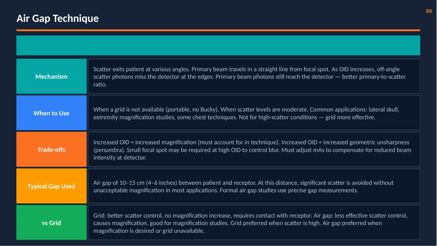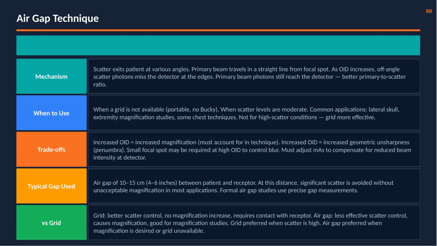Here is the mechanism. When you increase the OID, a gap of air forms between the patient and the image receptor. Primary beam photons travel in a straight line from the focal spot directly toward the detector. They still reach it. Scattered photons exit the patient at angles. As the gap increases, those angled scatter photons increasingly miss the edges of the detector. The result: the ratio of primary photons to scatter photons at the detector improves. Better primary to scatter ratio means better contrast.